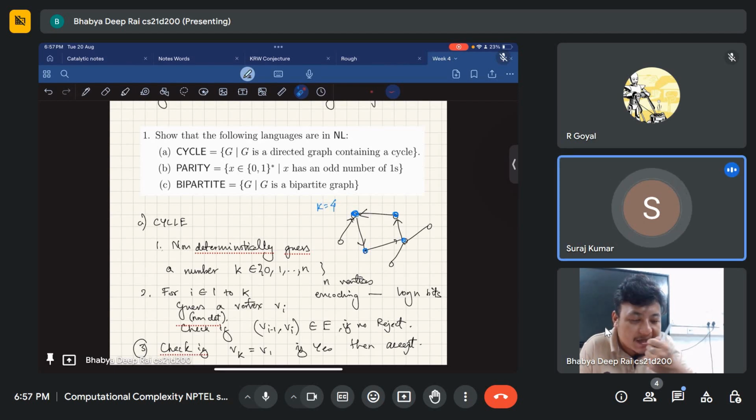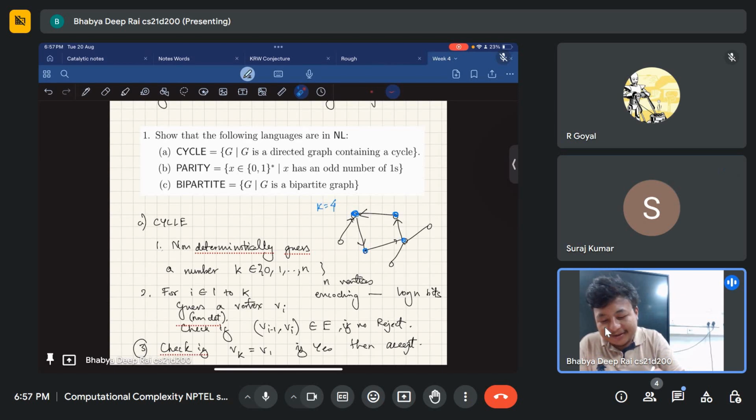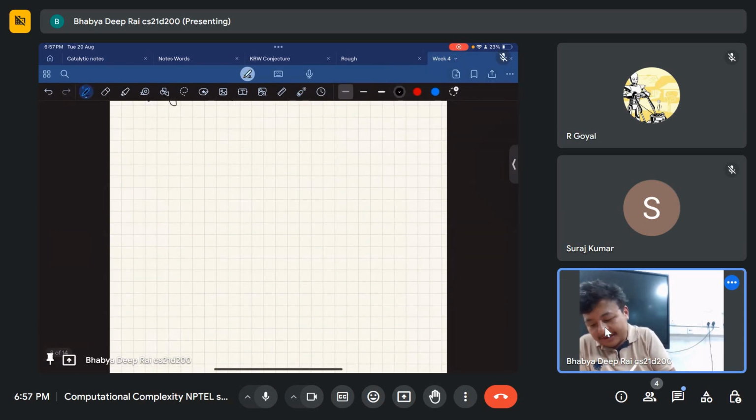But sir, we don't consider the input in the space complexity, the adjacency matrix. Yeah, the adjacency matrix is there. Okay, the input is given as an adjacency matrix.